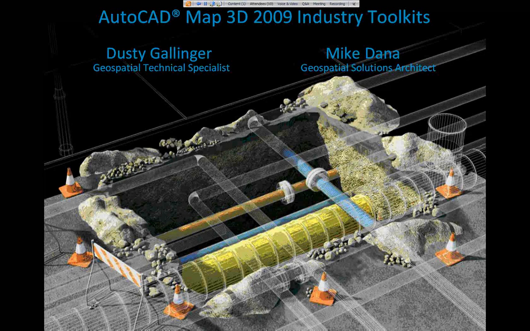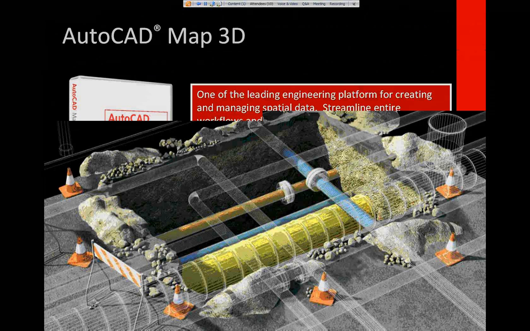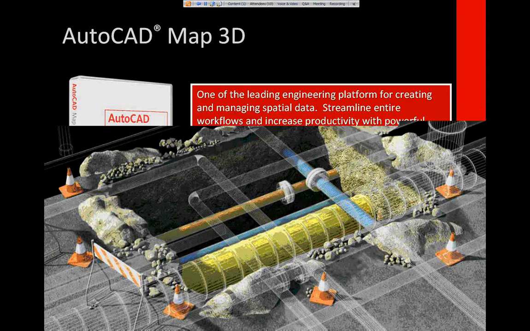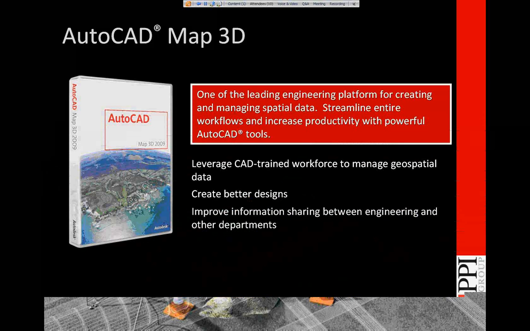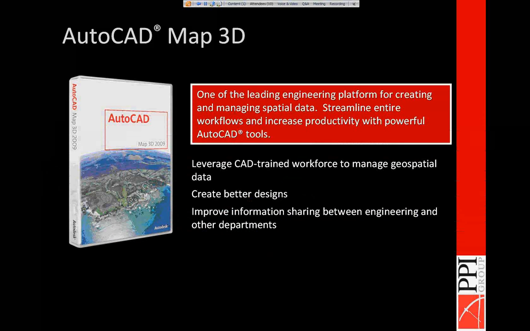So first we'll have just a quick overview of Map 3D. I'm sure everybody here is aware of Map 3D and what it is, but it really is a bridge between the CAD and the GIS markets. It allows you to work using the powerful creation and CAD tools, but then also work in the analysis environment of GIS and move back and forth between those environments without much of a learning curve or training that needs to happen. So you can leverage your existing CAD trained workforce to do not only the CAD piece, but also the geospatial piece.